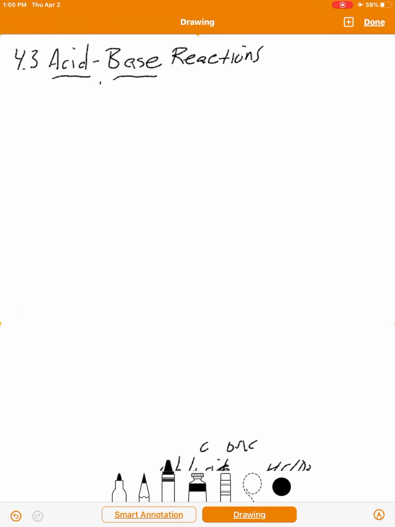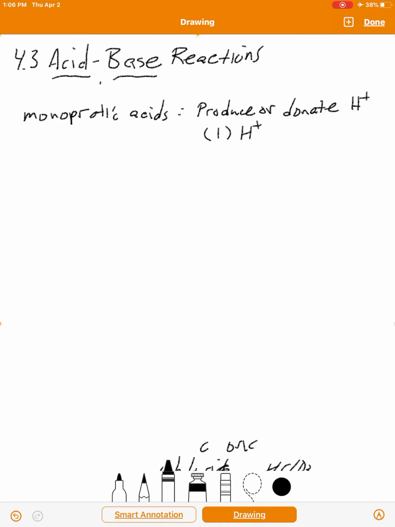Okay, so let's do a little bit of terminology here. One of the terms is monoprotic acids. These are ones that produce or donate, depending on which theory you're using, right? If you're using the Arrhenius theory, they produce. If it's Bronsted-Lowry theory, they donate one H+. They donate one hydrogen ion. So an example of that would be HCl. HCl donates one H+, or it produces one H+.